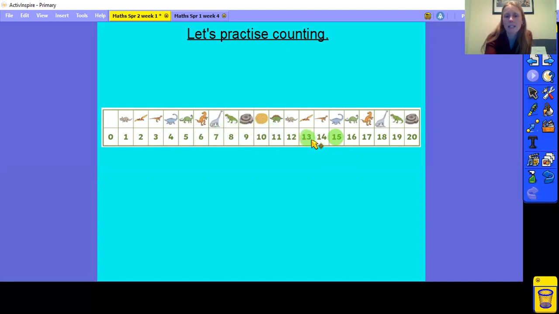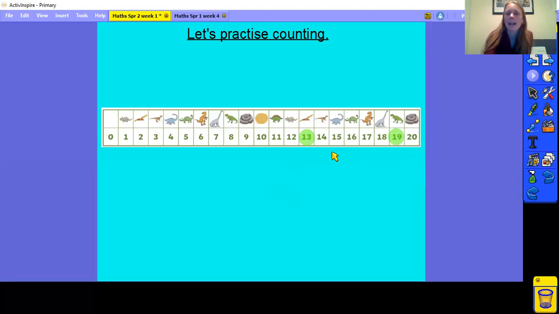Now let's practice counting from 13 to 19. This time we are saying all of our teen numbers. First, we're going to count forwards, and remember, that means that our numbers are going to be getting bigger. Off we go. 13, 14, 15, 16, 17, 18, 19.